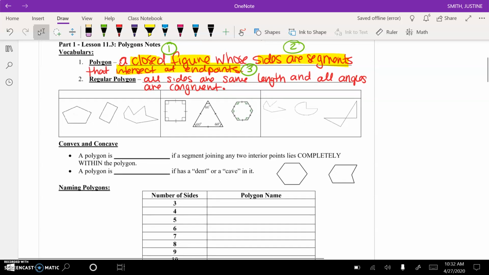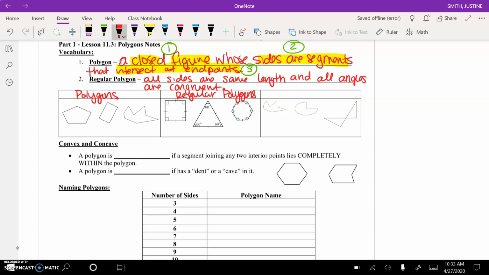If we look at some examples here, the first three shapes in this box would be polygons. They're all closed figures, they all have sides or segments, and they all intersect at their endpoints. In the next box, these have tick marks on the sides and markings on the angles, so all these sides and angles are congruent. These would be regular polygons.